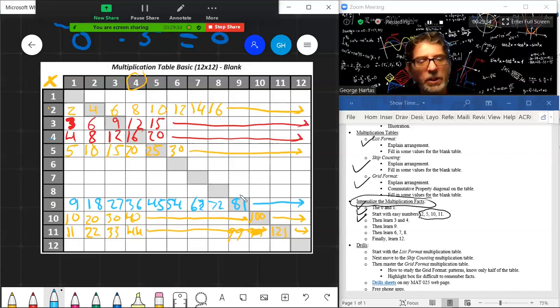Now, some interesting properties about the number 9. Notice that the sum of the digits of each product equals 9. 9, there's 9. 1 and 8 is 9. 2 and 7 is 9. 3 and 6 is 9. 4 and 5 is 9. 5 and 4 is 9. 6 and 3 is 9. This is an interesting property of 9.